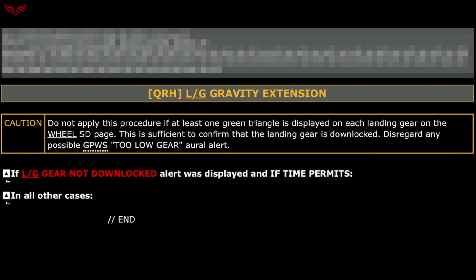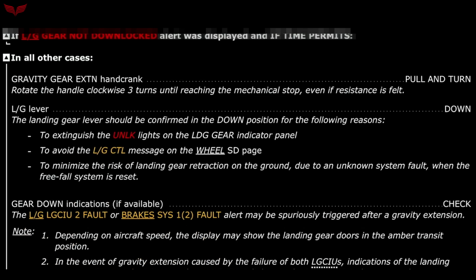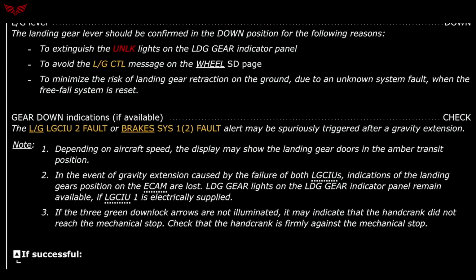Let's do that. The landing gear gravity extension is given for many situations. So you need to know the structure of this in order not to waste time by making sense of the procedure at that very moment. So you would go straight into the all other cases. Gravity gear extension hand crank, pull and turn. Rotate the handle clockwise 3 turns until reaching the mechanical stop, even if resistance is felt. Afterwards, landing gear lever down. Gear down indications, if available, check.